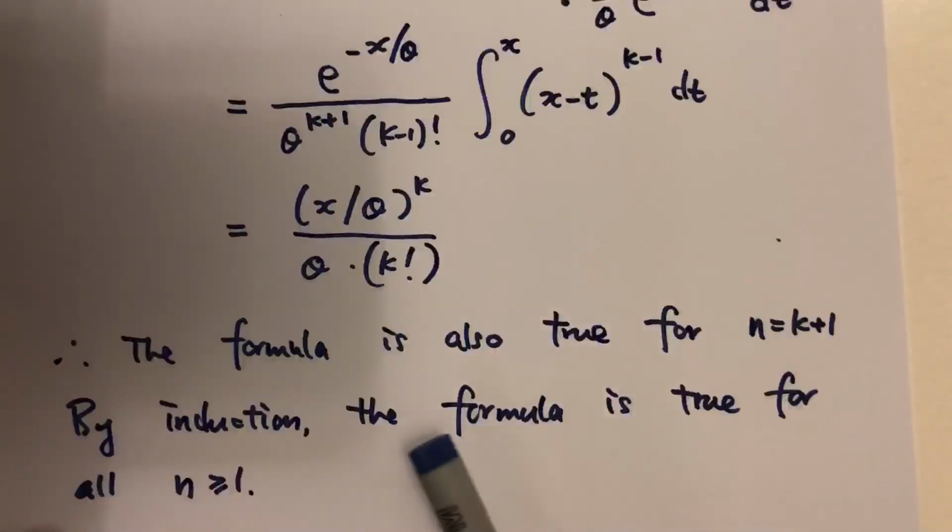So in the next part, we will look at some examples involving discrete distributions.